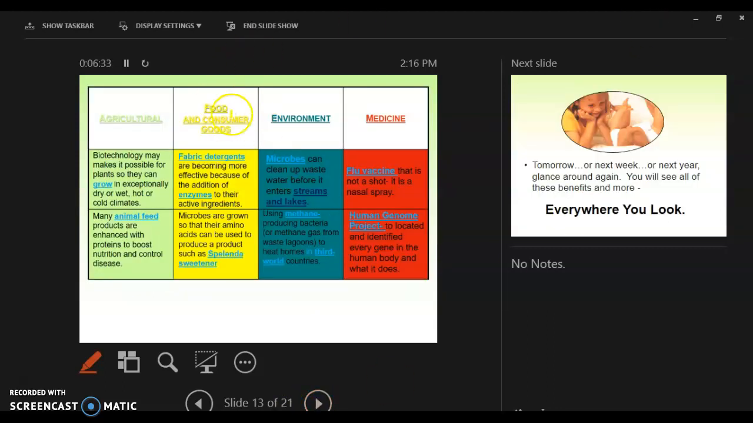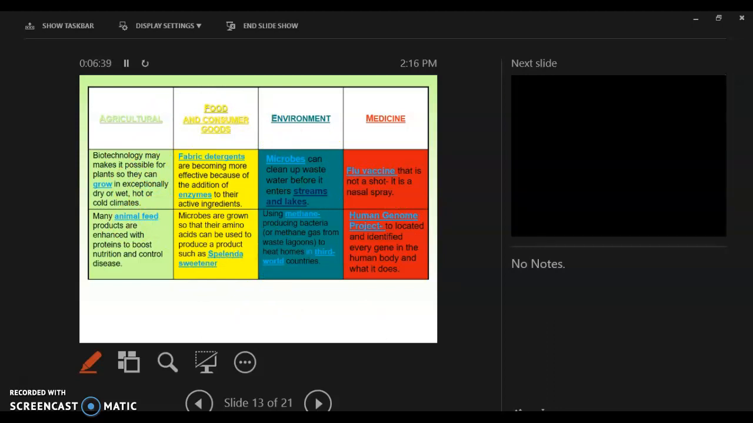Okay, so this slide, if you need all of this slide, let's see if I can start off. Agriculture biotechnology makes it possible for plants to grow in exceptionally dry, wet, or hot conditions. Many animal feed products are enhanced with proteins to boost nutrients and to control diseases. If it was not for biotechnology, we would not be able to grow the plants that we grow in the areas that we grow them in.